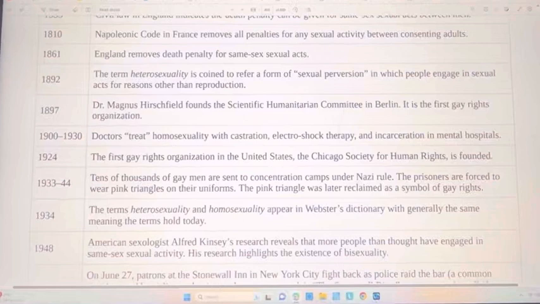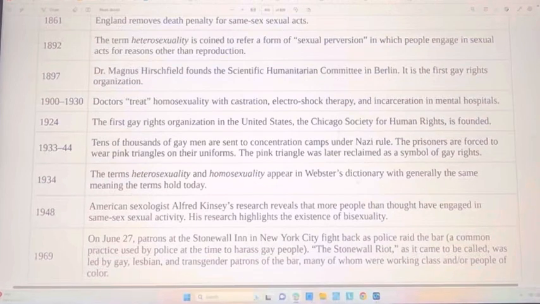1892, the term heterosexuality is coined to refer to a form of sexual... I gotta read that again. Some of this is new to me, so it's stuff I haven't studied before. 1892, the term heterosexuality is coined to refer, I think it means to refer to a form of sexual perversion in which people engage in sexual acts for reasons other than reproduction. Okay. 1897, Dr. Magnus Hirschfeld founds the Scientific Humanitarian Committee in Berlin. It is the first gay rights organization.